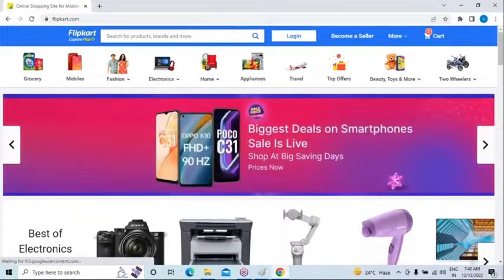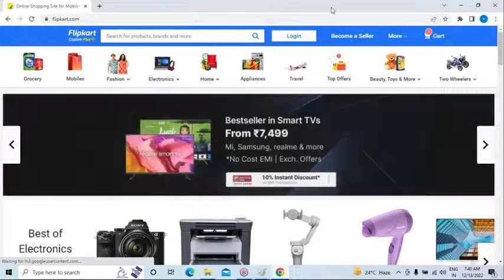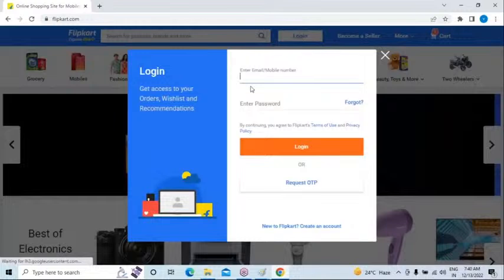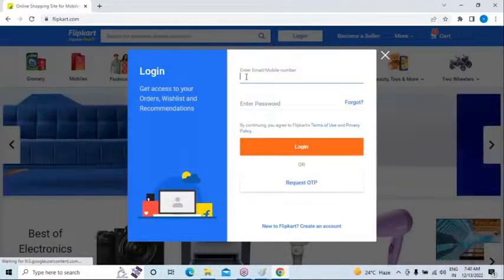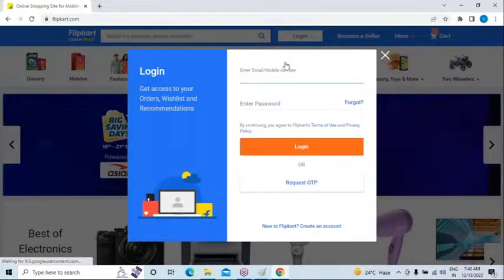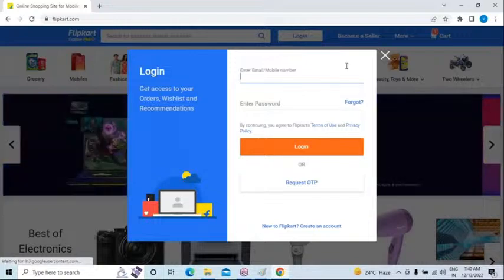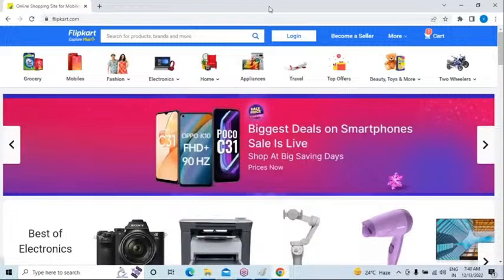So what is our responsibility? Whenever we click on login, the login page should be displayed or not. That is what we check. Once it is displayed, we need to check whether we are able to log into Flipkart or not. This is what we validate. That is our responsibility.